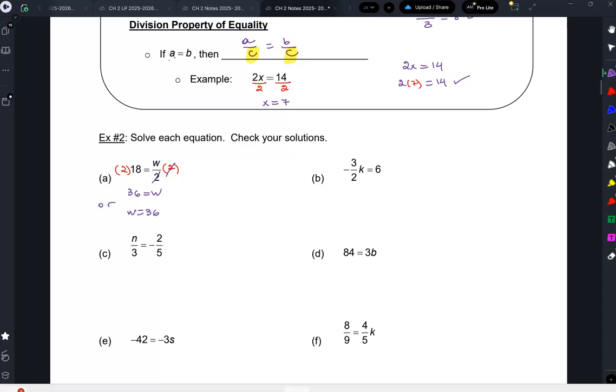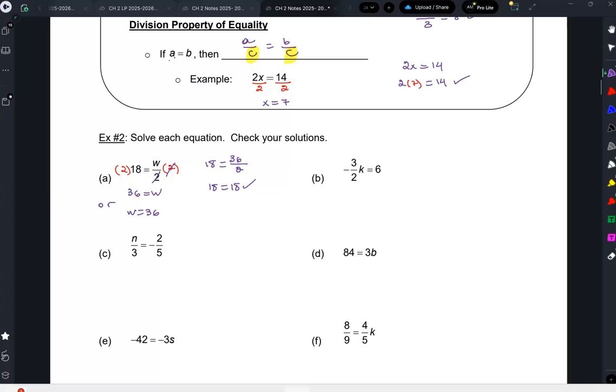It doesn't matter how many. Let's check. 18 equals 36 over 2. Is that right? 18 equals 18. That is right.